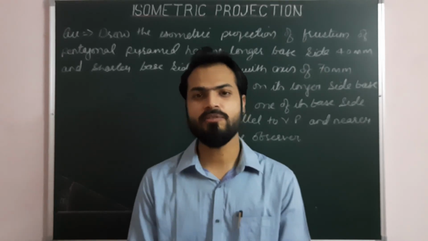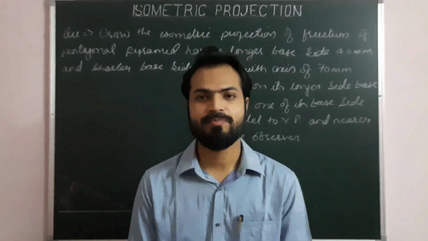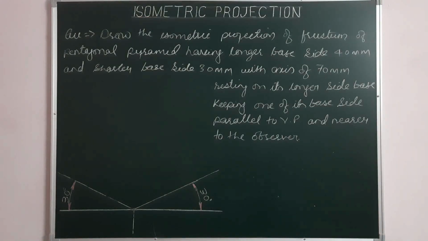After a long series of circular solids, let's get back to the regular geometrical solids. Let's begin with today's problem. Draw the isometric projection of a frustum of a pentagonal pyramid having longer base side 40 mm and shorter base side 30 mm, with axis of 70 mm, resting on its longer side base, keeping one of its base sides parallel to VP and nearer to observer.